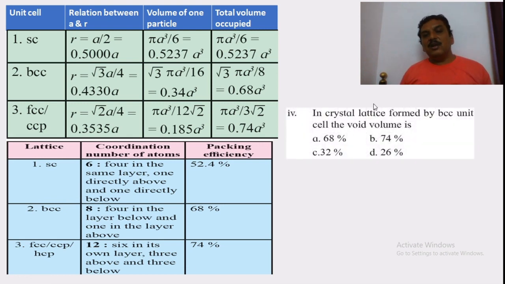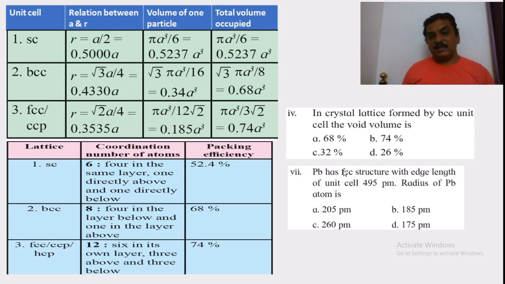On the basis of this, we will solve 2 questions from the exercise. In crystal lattice formed by BCC unit cell, the void volume is dash dash. Now the void volume is asked, and we have calculated the volume occupied. 68% is occupied, then 32% is unoccupied. Out of 100, 68% is occupied, hence 32% is unoccupied. Hence the correct answer is C, 32%. It is unoccupied or void space.